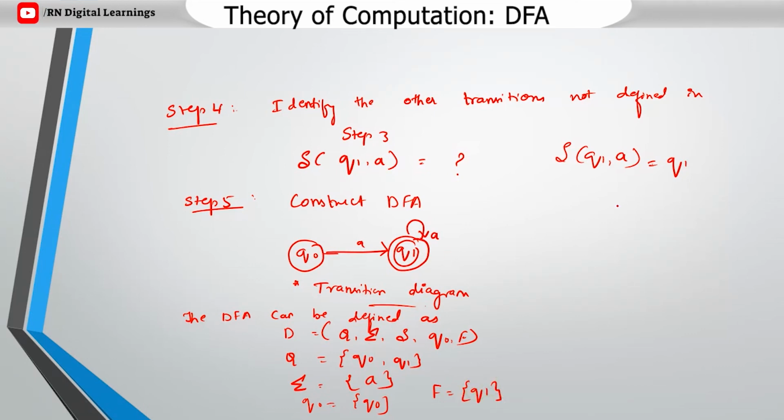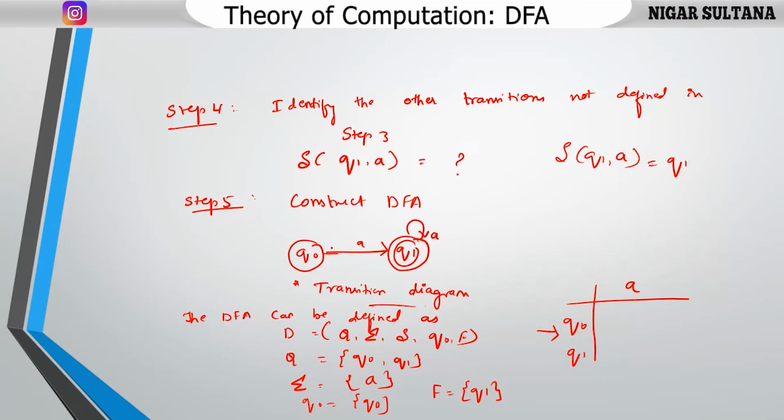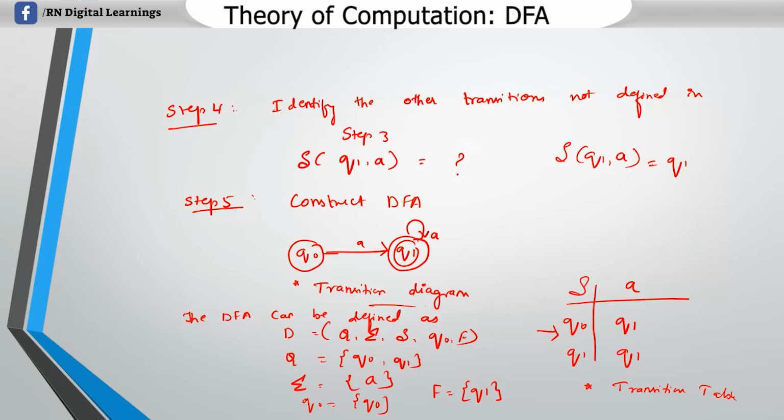Now let's draw a transition table. A input, and these are the states Q0 and Q1. So from Q0, A is moving to the Q1 state. Next, from Q1, A is moving to the same state, Q1. So this is your transition table. In this way, we are going to solve any given DFA problem. Let's solve another problem.